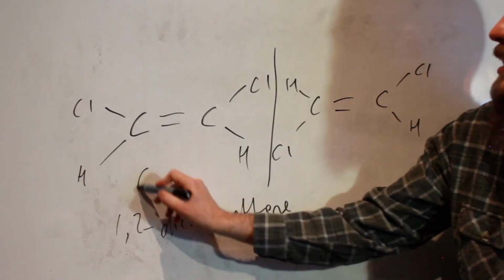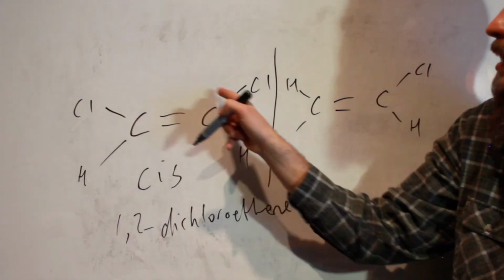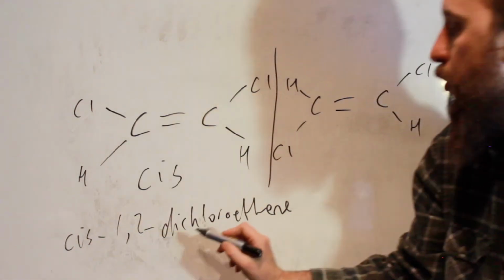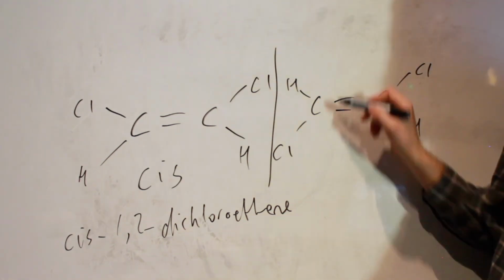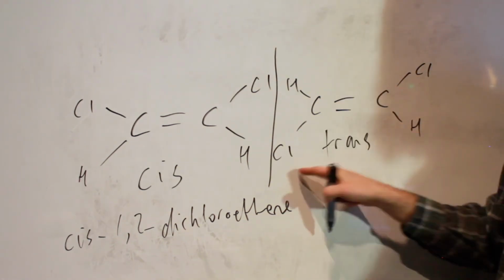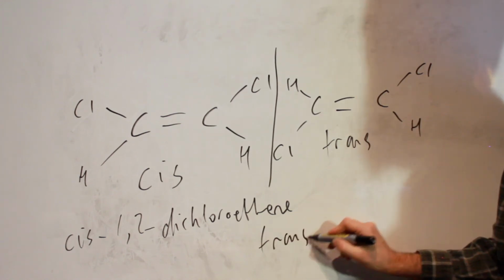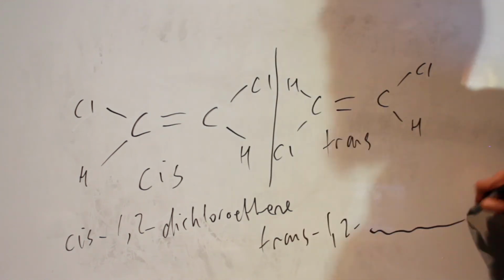We have this one being the cis. They're on the same side of the double bond. So this would be called cis-1,2-dichloroethene, whereas this one is the trans. These are on the opposite side of the double bond. So this would be our trans-1,2-dichloroethene, and so on.